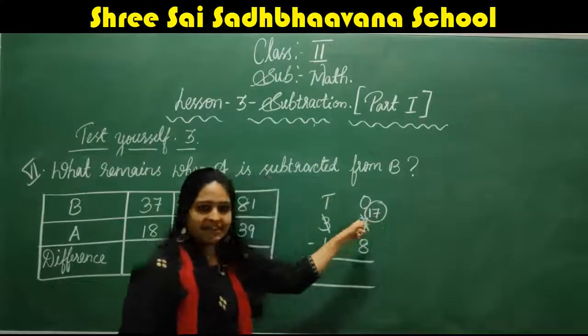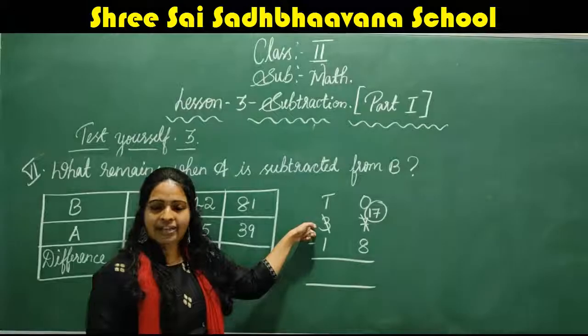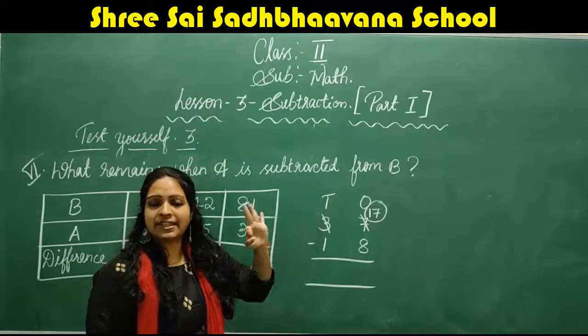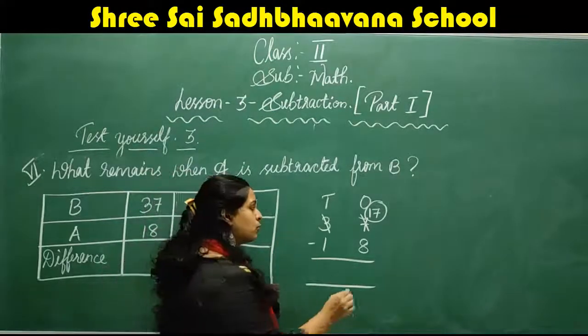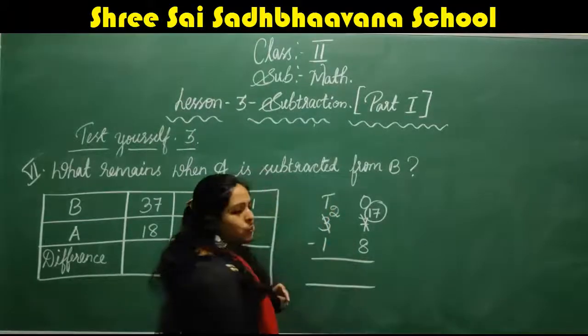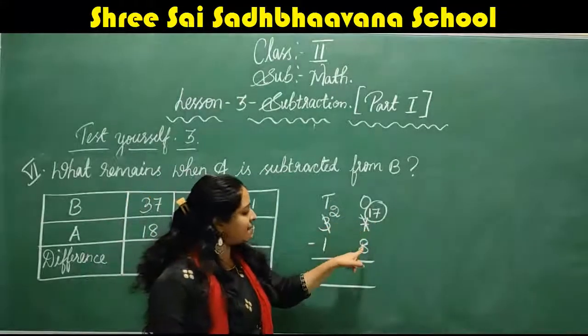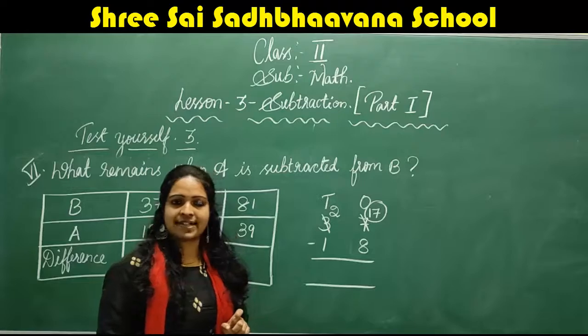Here it becomes 17. And what about here? I have taken 1 from 3, so 3 minus 1 is 2. So now here it becomes 2. Now 17 minus 8. How much is 17 minus 8?